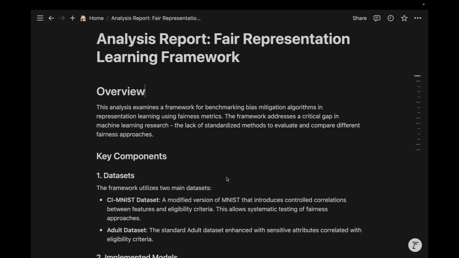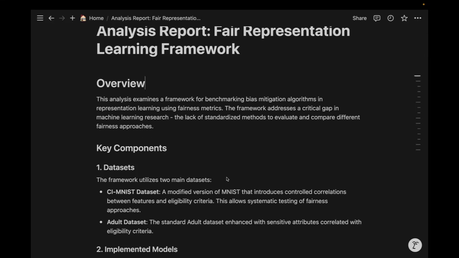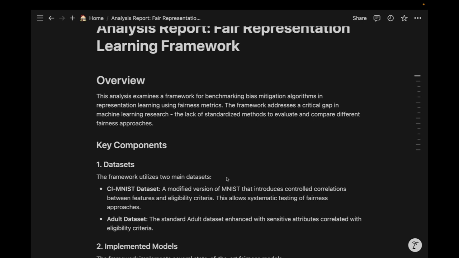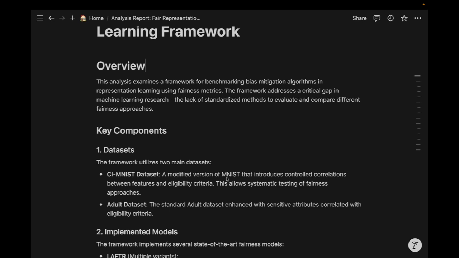Hello sir, myself Priyanka. Today I'll be presenting our framework for benchmarking bias mitigation algorithms in representation learning. This work addresses a critical gap in machine learning research.